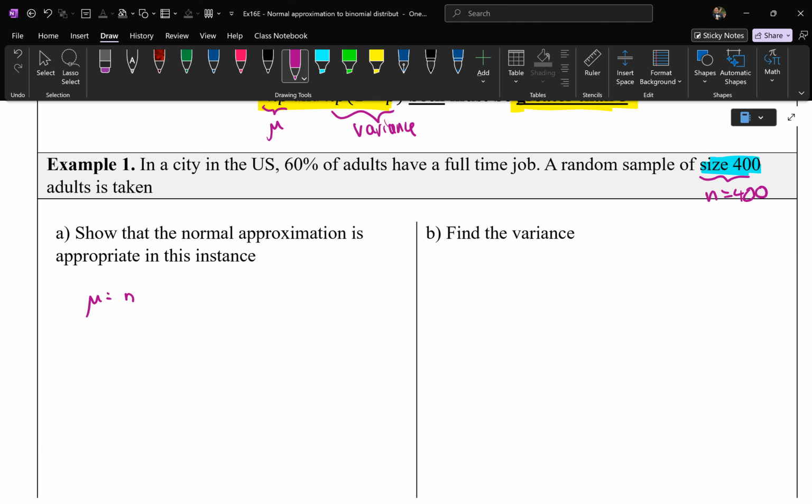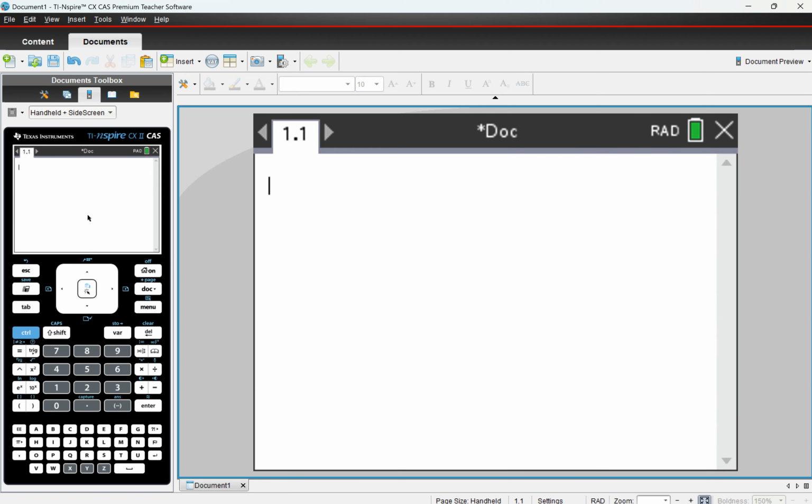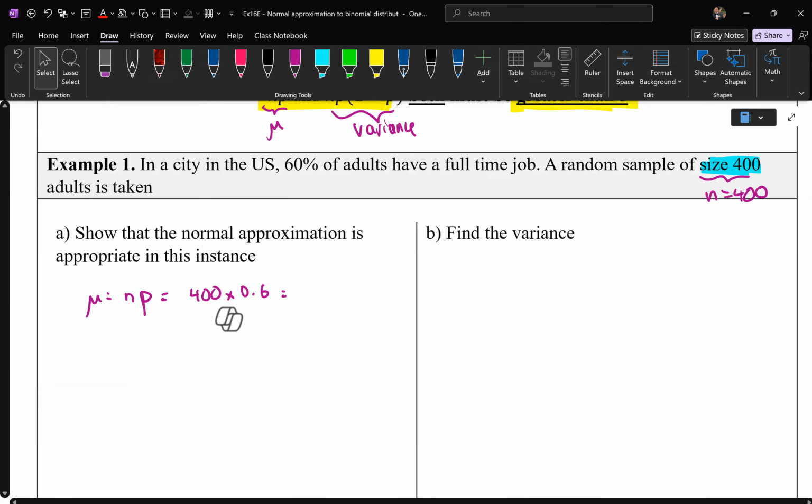Mean. N times P. N is 400. What's my P? What's the probability of picking an adult with a full-time job? 0.6, because 60%. So 400 times 0.6. Let's do 400 times 0.6. I get 240.